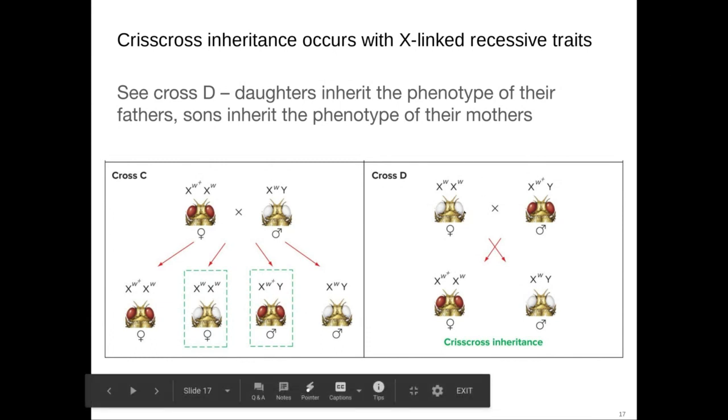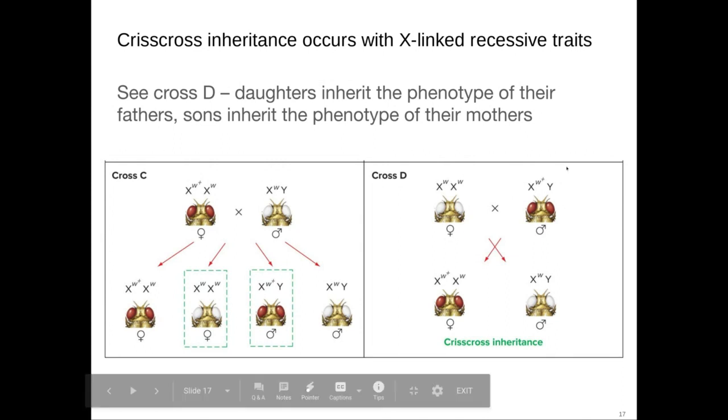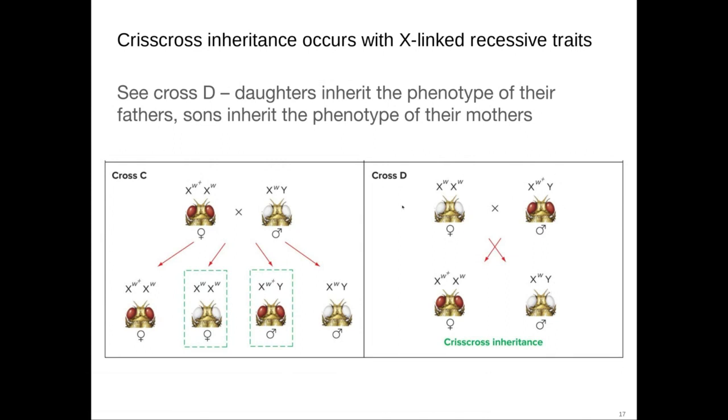Now, again, this is what we call crisscross inheritance, where we have a swapping of genetic traits between sexes, where we have a white-eyed female crossed with a red-eyed male, and you'll notice that all the females are red and all the males are white because it's crisscross. And why is that? Remember, males always get their Y chromosome from their dad. So if a dad donates this, the mom can only donate this.